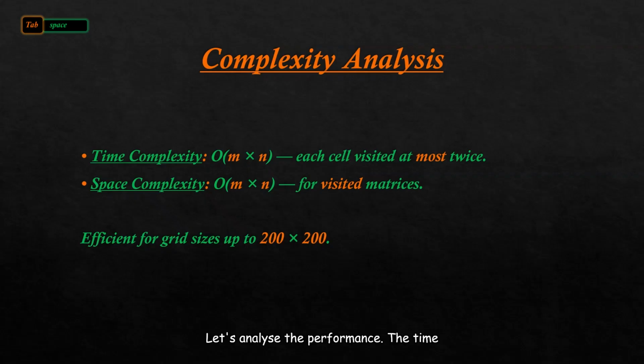Let's analyze the performance. The time complexity is big O of m times n because each cell is visited at most twice, once for each ocean. The space complexity is also big O of m times n due to the use of two visited matrices. This is efficient enough for the problem's input limits and balances recursion depth with memory usage efficiently.